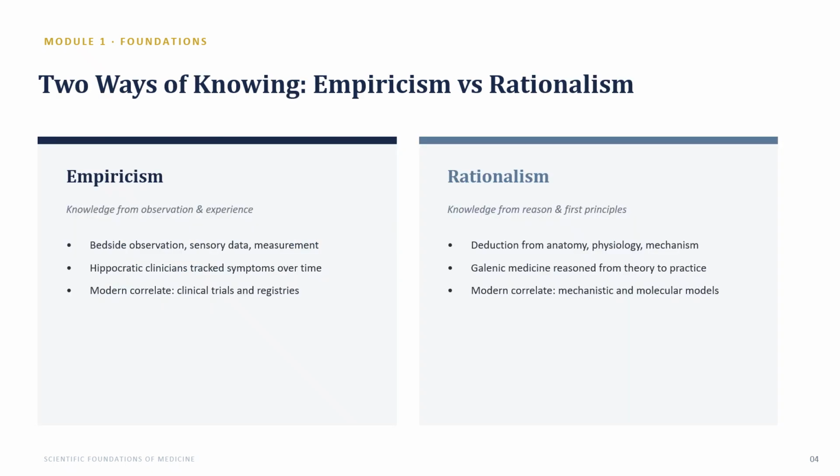Medical knowledge comes from observation as well as logical reasoning. Empiricism focuses on experience and clinical observation, while rationalism relies on scientific theories and mechanisms. Modern medicine combines these two approaches.